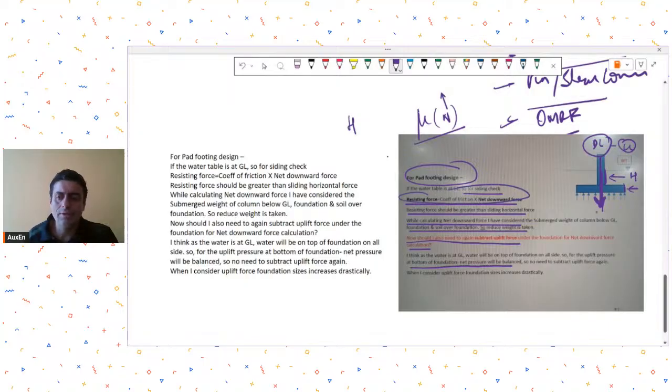The second thing is, let's say if you want to check, now you are considering this soil submerged load on this, and then you are asking whether I should subtract the uplift pressure from here.